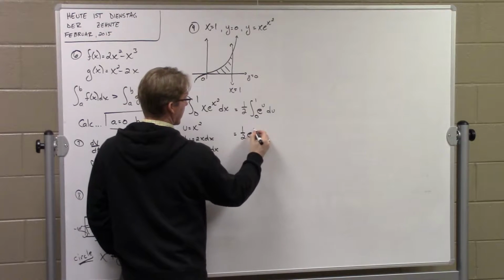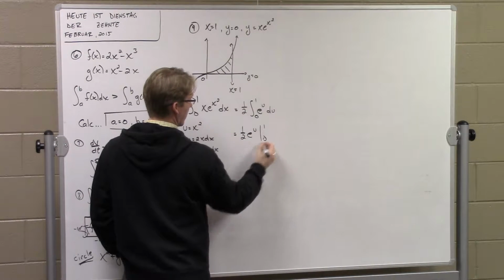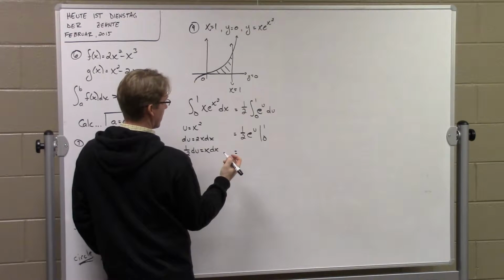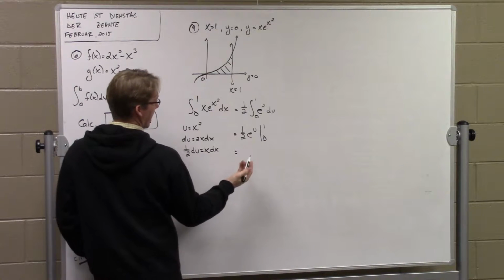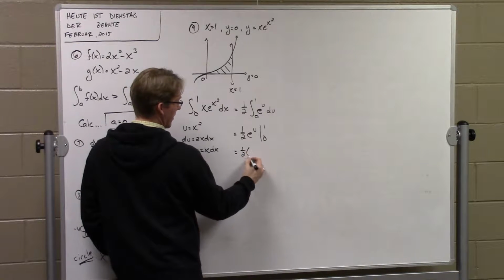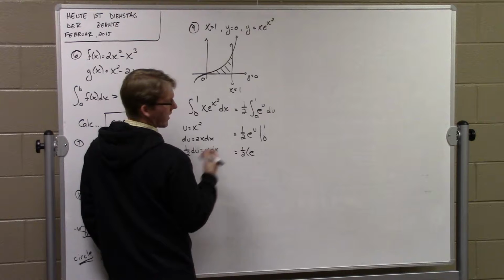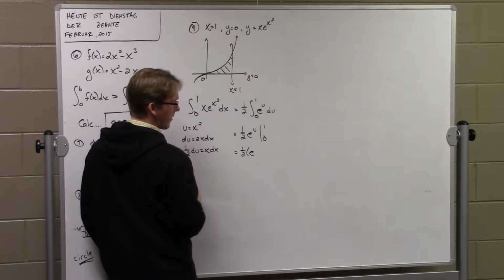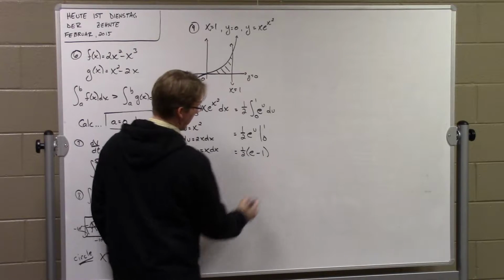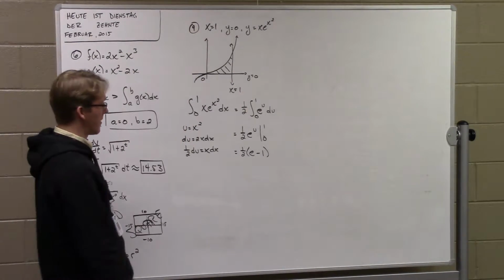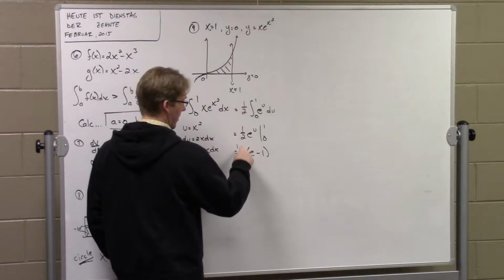So 1/2 e to the u from 0 to 1, which is, okay, if you stick in 1, it's e, or e to the first. If you stick in 0, it is not 0. E to the 0 is 1, which I believe is just a fancy way of writing c. E minus 1 over 2.